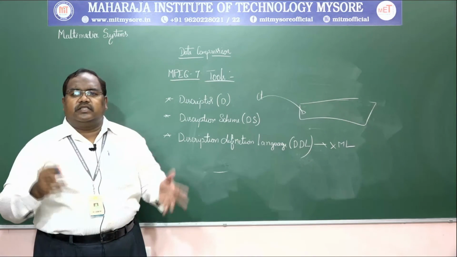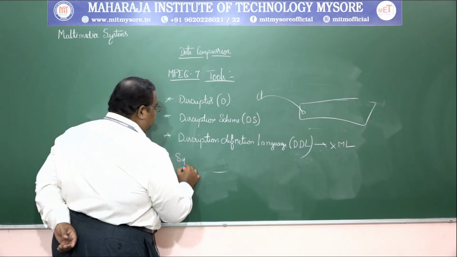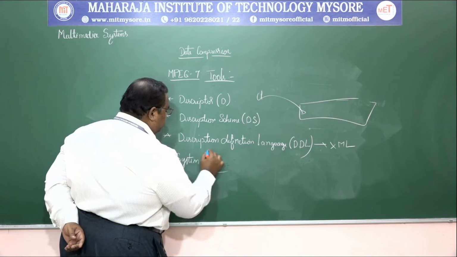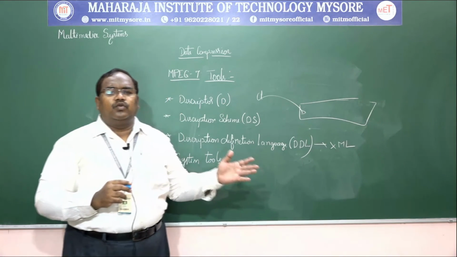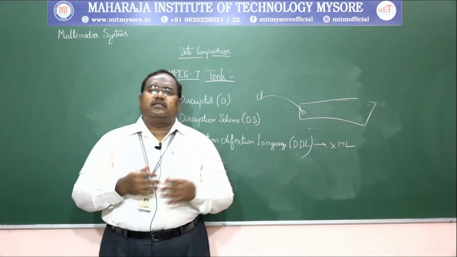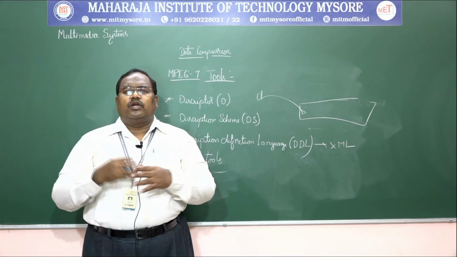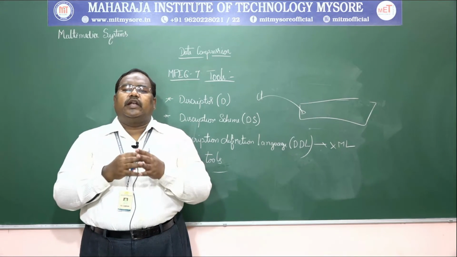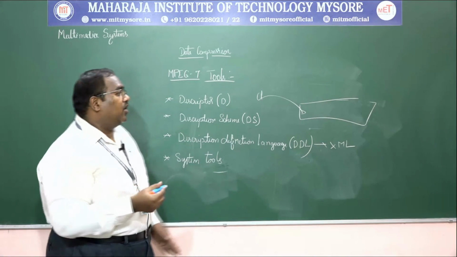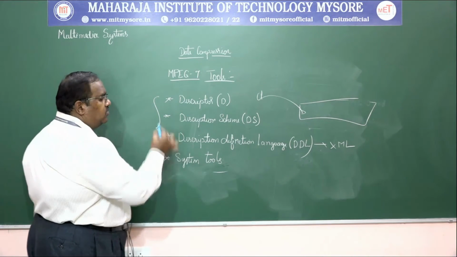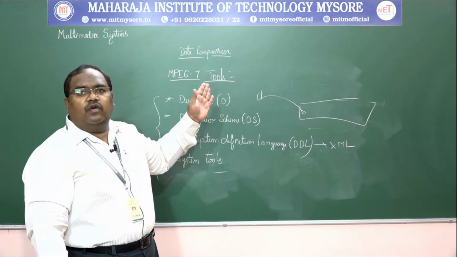And finally, the system tools. The system tools are used to deal with binarization, synchronization, transport, storage, and description, and they also deal with intellectual property protection. So these are the four major tools that are associated with the MPEG-7 format.